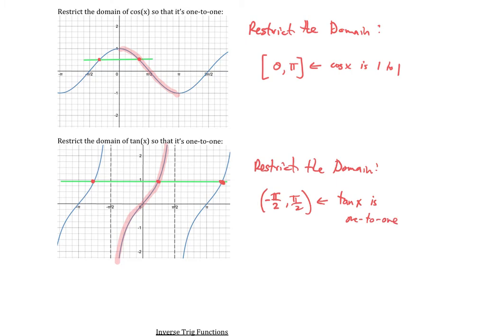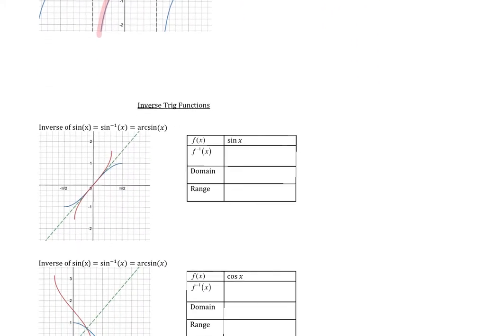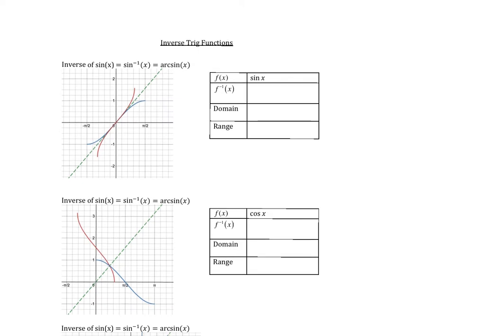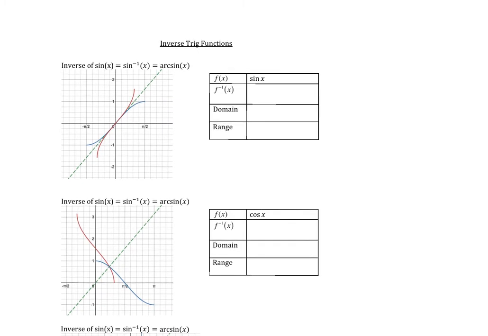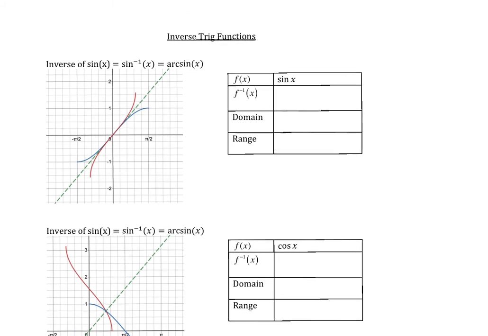So I want you to notice that I put round brackets at negative pi over 2 and at pi over 2. That's because we have asymptotes at those two values. So your function will never be defined on those two lines. Those two parts are where the function is undefined. So once I have these 1-to-1 functions, I can create inverse trig functions. So let's take a look at our inverse trig functions.